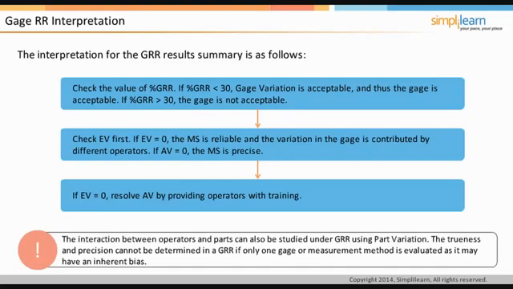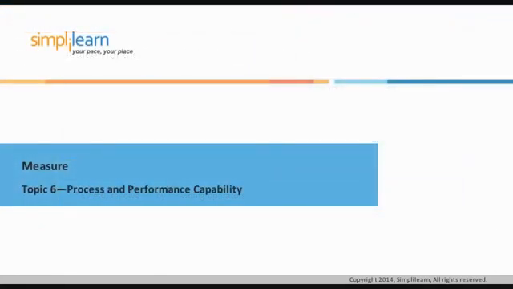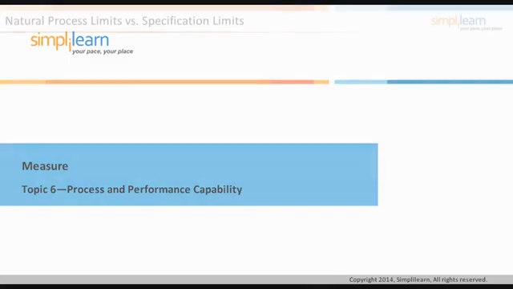The trueness and precision cannot be determined in a GRR if only one gauge or measurement method is evaluated, as it may have an inherent bias that would go undetected merely by varying operators and parts. Let us proceed to the next topic of this lesson in the following screen. In this topic, we will discuss process and performance capability in detail. In the following screen, we will look at the differences between natural process limits and specification limits.